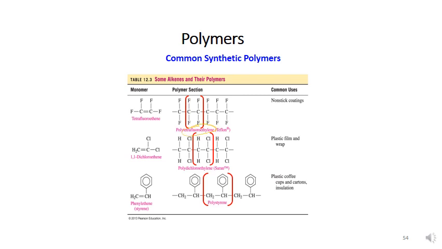Tetrafluoroethylene, so it's like an ethylene, except instead of hydrogens, it's got nothing but fluorines. Dichloroethene connects. They don't have a special fun word, so they just call it saran wrap. And there's styrene, which is phenylethene, and polystyrene. So that's how those guys work. And all of them come from monomers that contain an alkene or something similar. Carbon-carbon double bond.